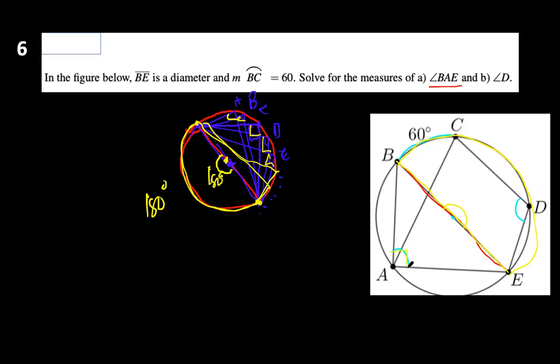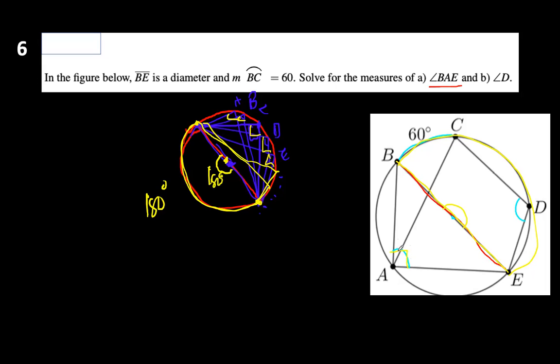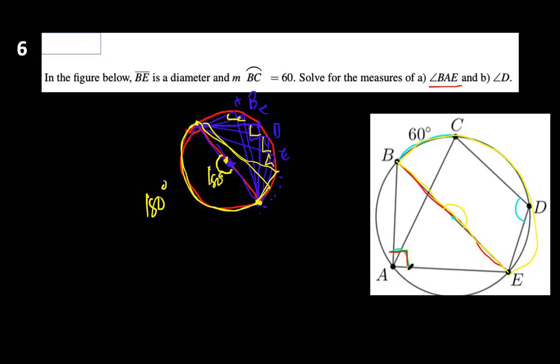this is also 90. Let's use another color, green. So this is 90 degrees. Let's change to red. As it can be easily seen, this is 90 degrees. However, we're looking for BAE. Oh, we have already found BAE. We found this, and this is 90 degrees, right? Based on the theorem.